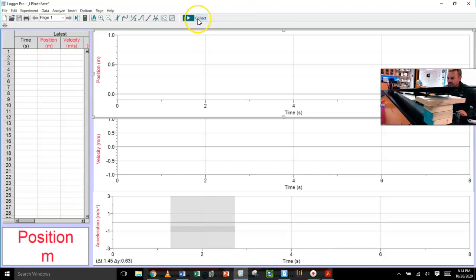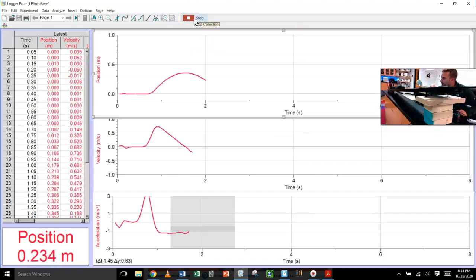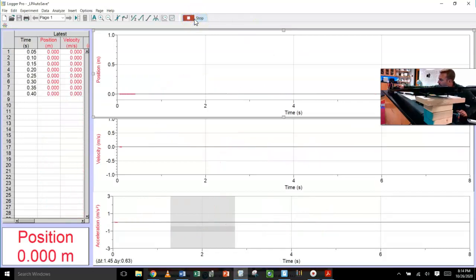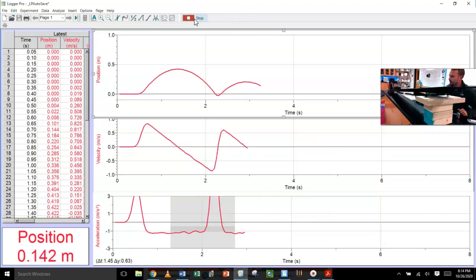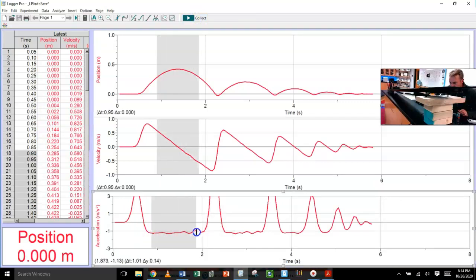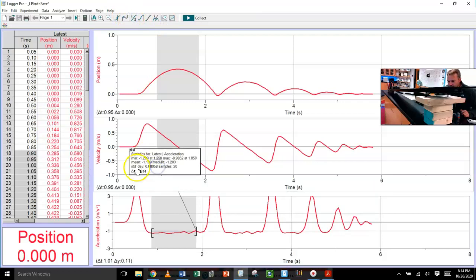And let's find ourselves some acceleration. I'm going to try it one more time. All right, so I'm going to grab the acceleration here. And you can see that the acceleration is going up. I know that I'm past 1 right here at this point. Find my average. My average is negative 1.189. Negative 1.189 here. We'll go to our next one.